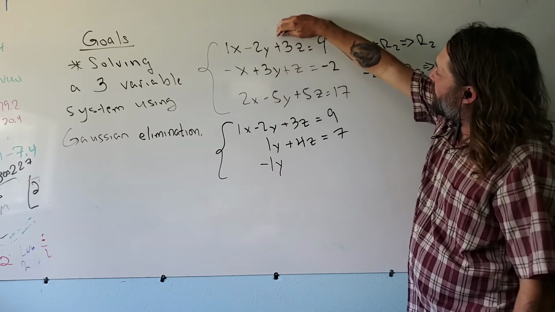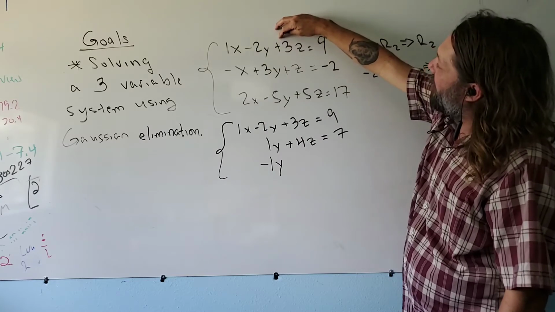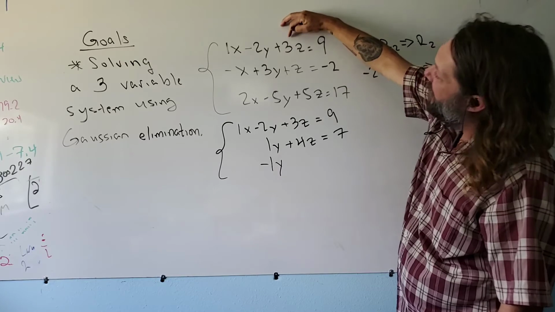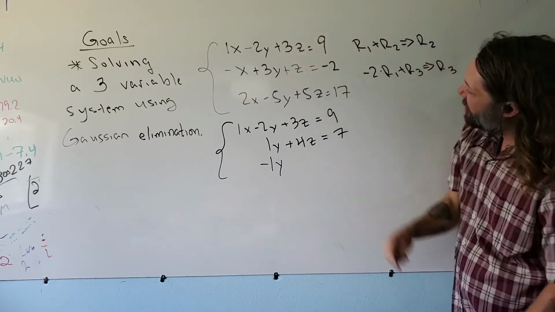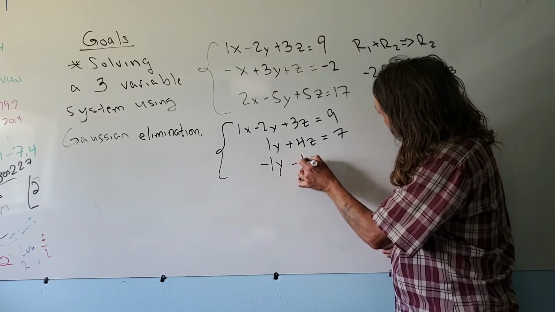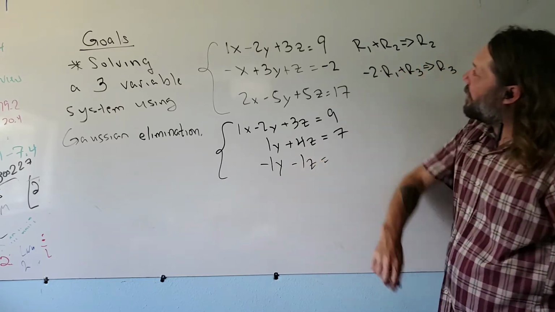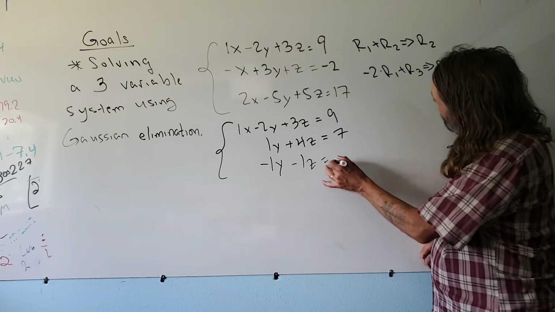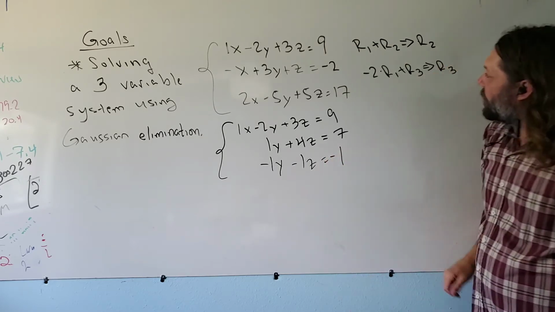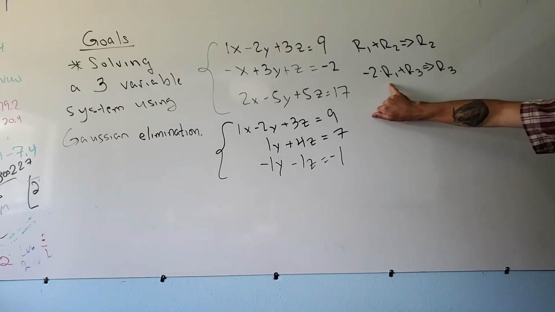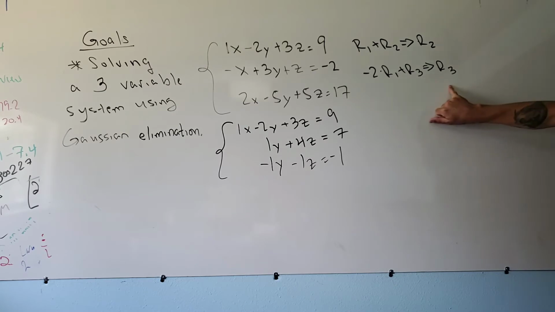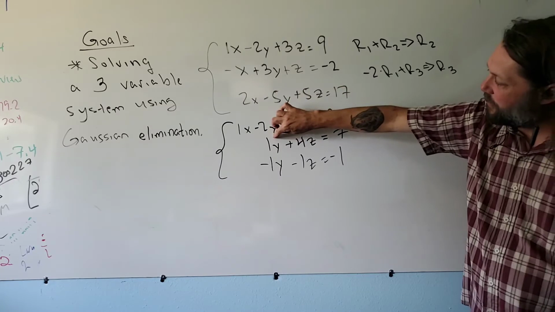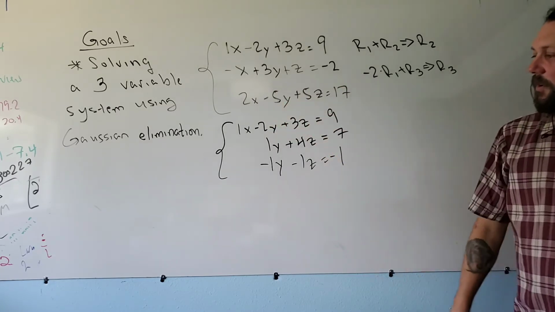Alright, so let's see here. Negative 2 times 3 is negative 6z plus 5z. That's going to be negative 1z. And negative 2 times 9 is negative 18. Negative 18 plus 17, that's negative 1. Alright, so I took negative 2 times my row 1, I added it to my row 3, and that's my new row 3. I have one equation with all 3 variables. I have one equation with 2 variables, and I'm going to get to one equation with one variable.